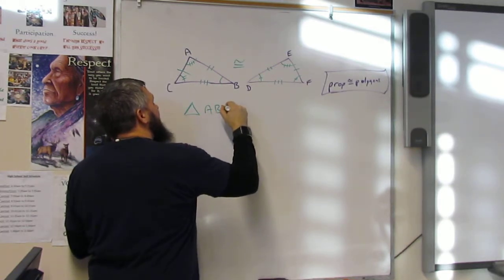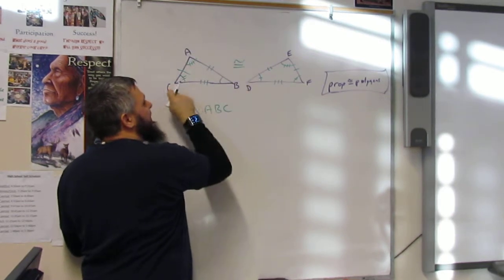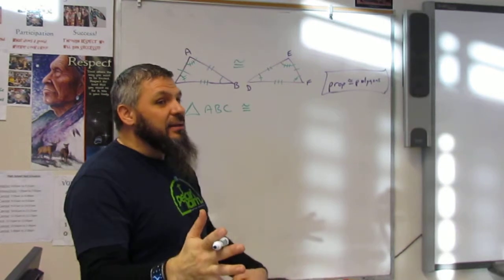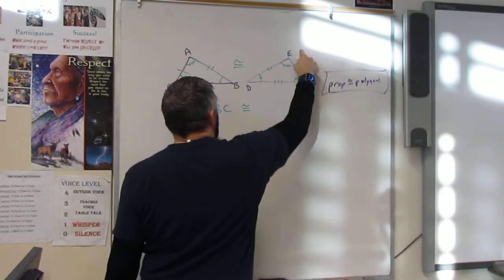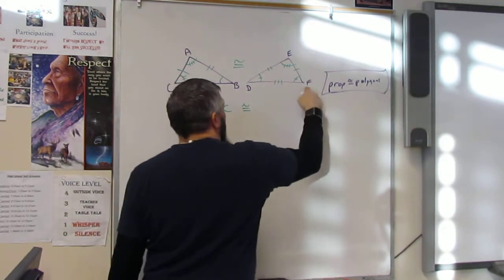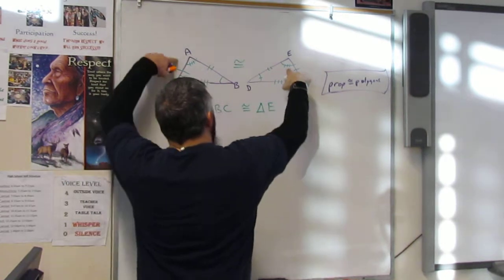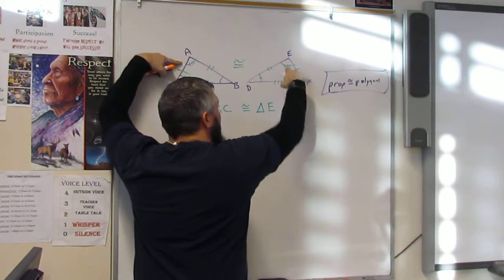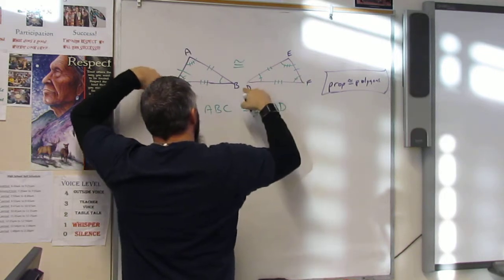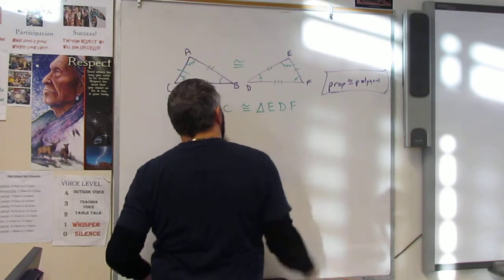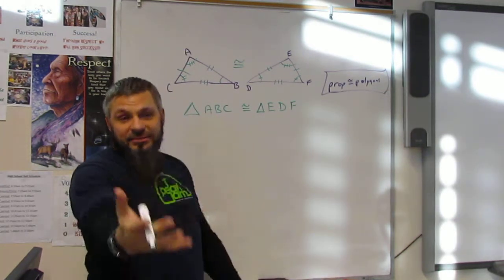ABC is congruent to, but you got to get this right, EDF. I got to start with the same ones that are congruent. E, D, F. Does it matter what order they're in? Yes, it does. Exactly what I just said.